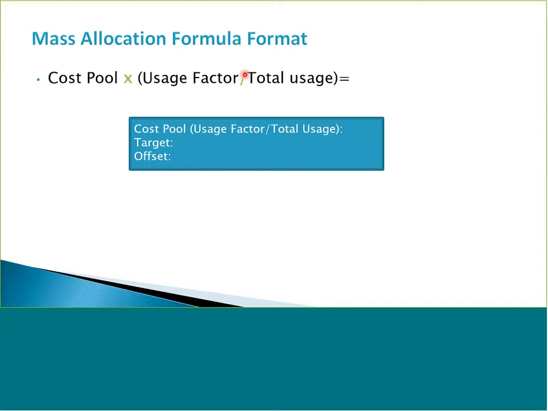However, all those amounts that we have used there have their technical names. So the total cost or the total amount that is being reallocated is called the cost pool. This is regardless of whether this amount is a revenue or an expense. We just call it the cost pool. Total usage, in our case, would be the total number of employees.